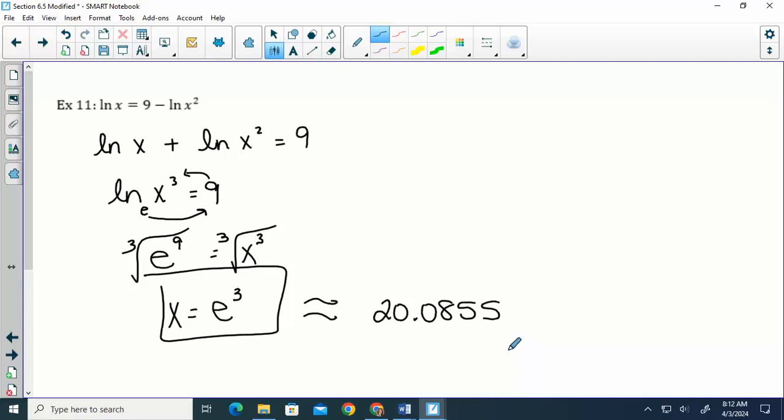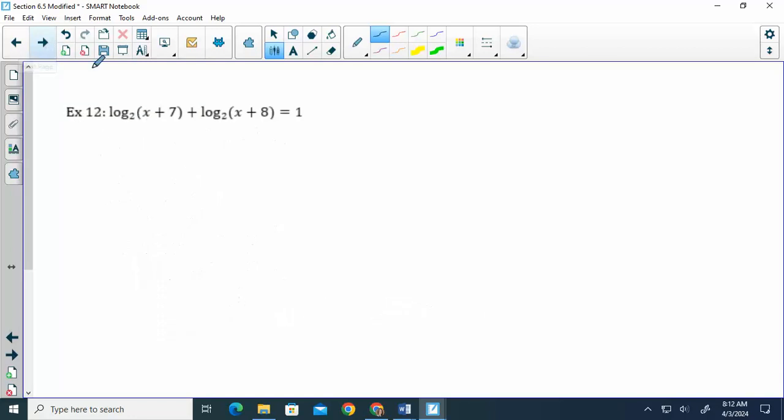Why don't you guys try the next one? See how far you can get with it. Okay. If logs are added, how do you put them together? Multiply. So we have to take x plus 7 times x plus 8. That means we have to FOIL. So we get x squared plus 8x plus 7x, which is plus 15x, plus 56.